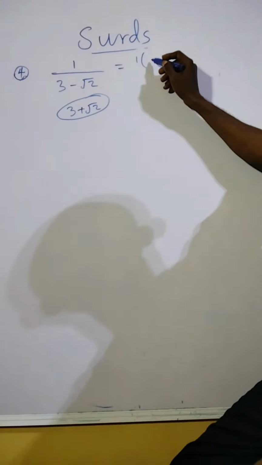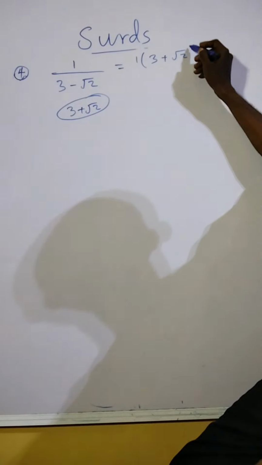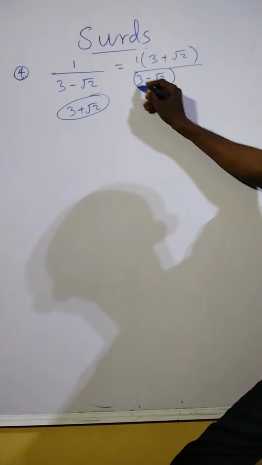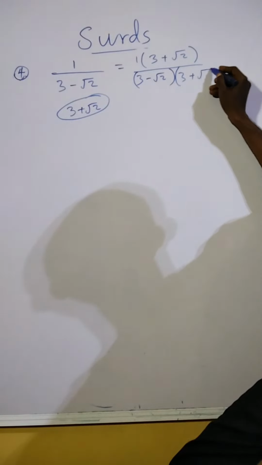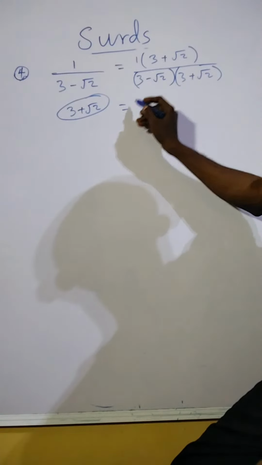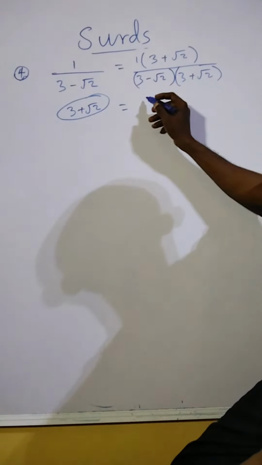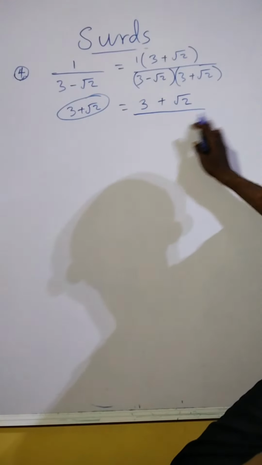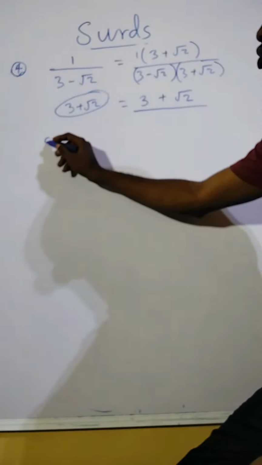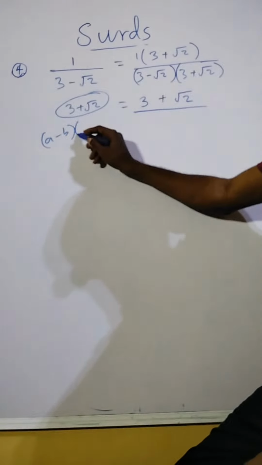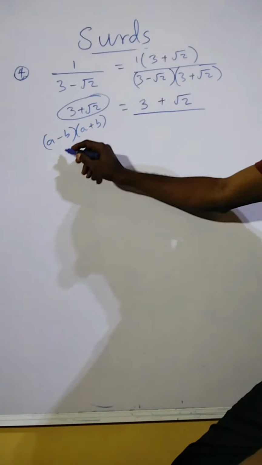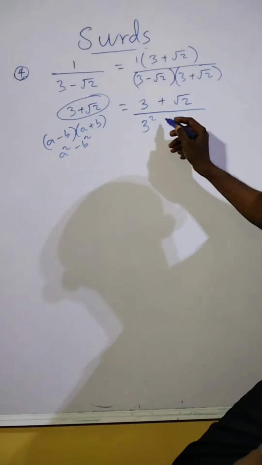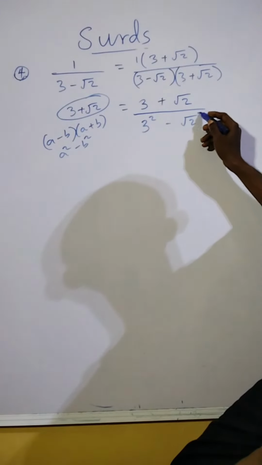So we have 1 times 3 plus root 2, also divided by 3 minus root 2 multiplied by 3 plus root 2. Simplifying further, when one opens these brackets, we still have the same thing, 3 plus root 2, which is divided by. Also, this bracket multiplying follows when we have a minus b into brackets, open bracket, a plus b. Here this becomes a square minus b square. Then here this becomes 3 square minus root 2 square.